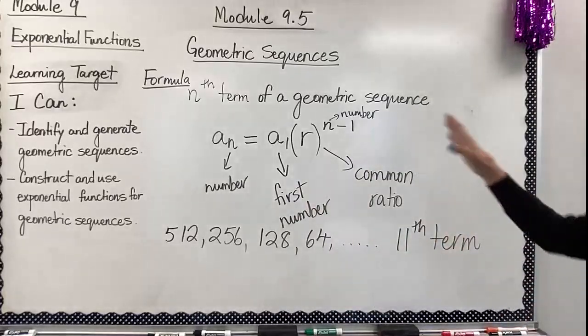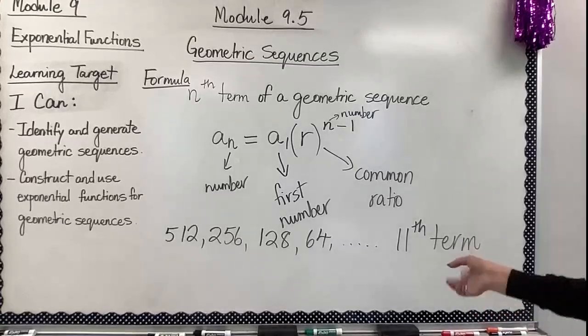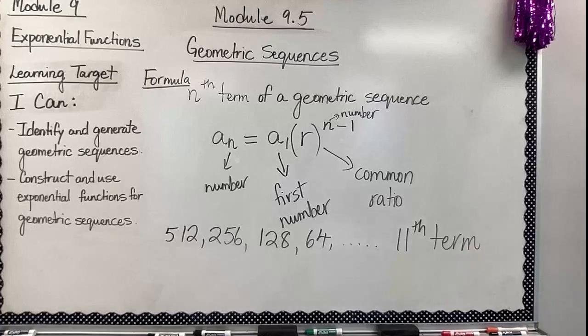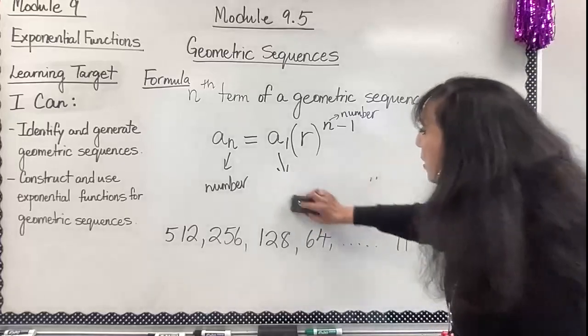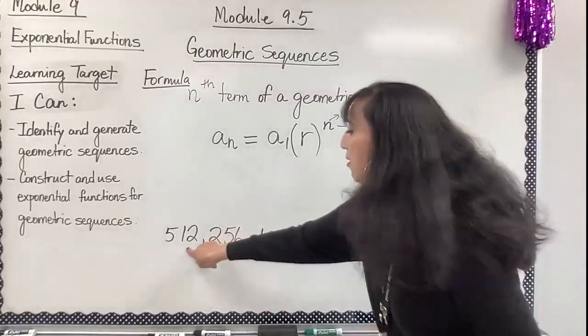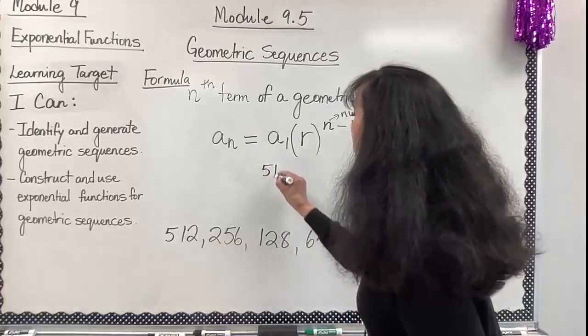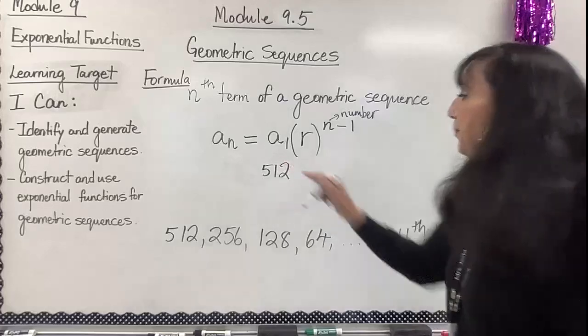So we are going to use this formula now, and it's saying to use an explicit formula to find the 11th term of each geometric sequence that is going to be provided. So let's look at this one. We are seeing that the first term of the sequence is 512. I am now going to use this formula over here. I know my first term is 512, so I'm going to start inputting. This is my A1.